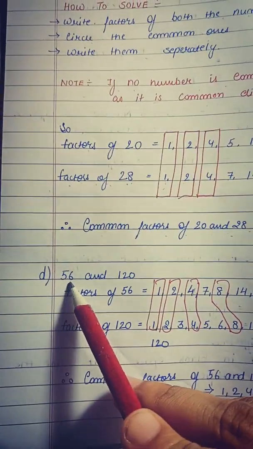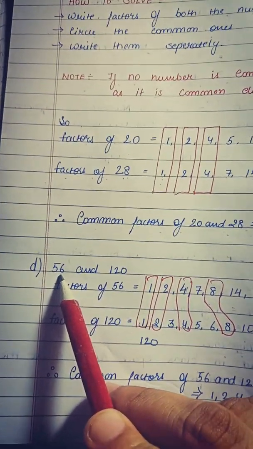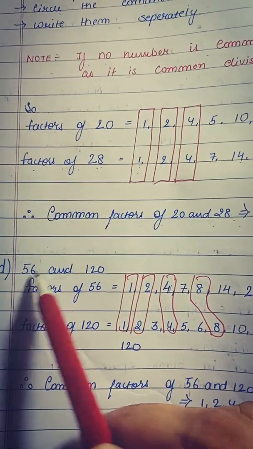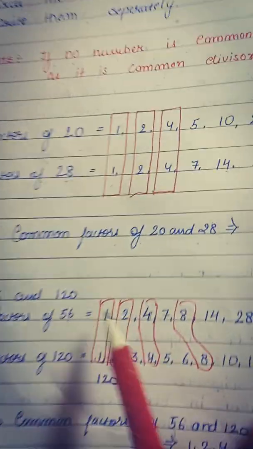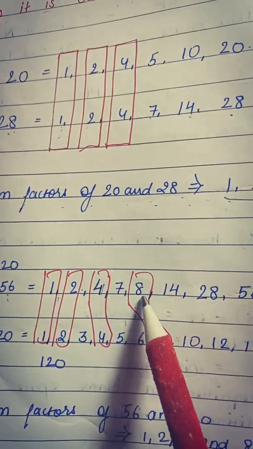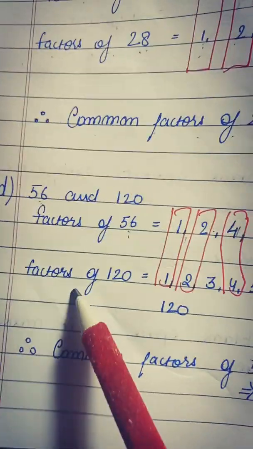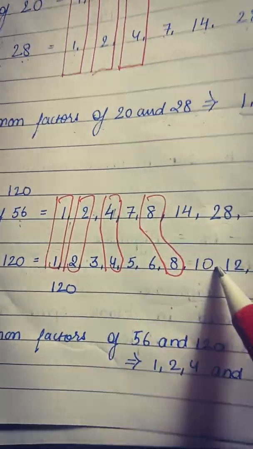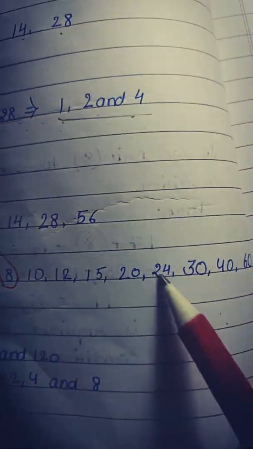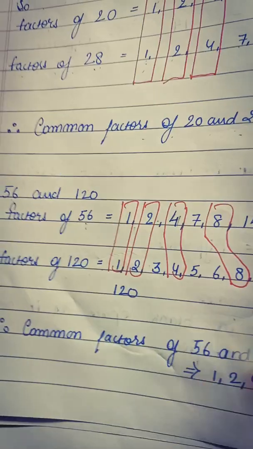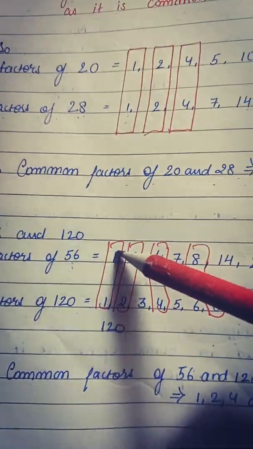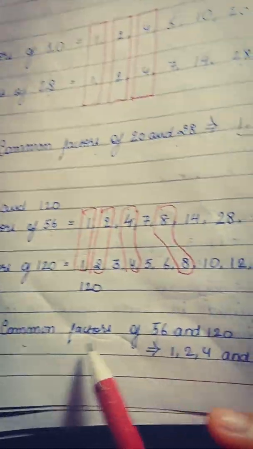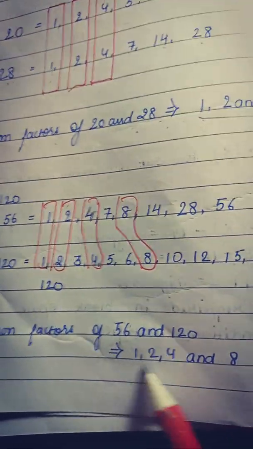Secondly, the D part, because as the students judge, "Sir, this is a bigger number, solve it and show us," that's why I have taken the D part, 56 and 120. So the factors of 56 are 1, 2, 4, 7, 8, 14, 28, 56, and the factors of 120 are 1, 2, 3, 4, 5, 6, 8, 10, 12, 15, 20, 24, 30, 40, 60 and 120 itself. So the common factors are 1, 2, 4 and 8. Therefore the required answer is: common factors of 56 and 120 are 1, 2, 4 and 8.